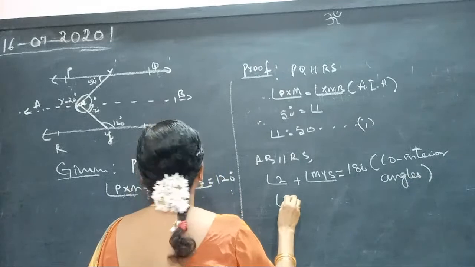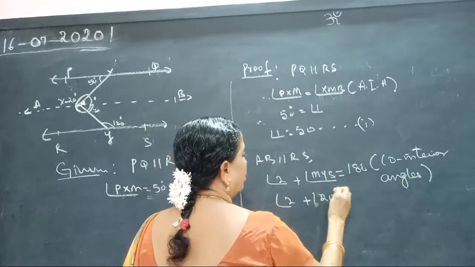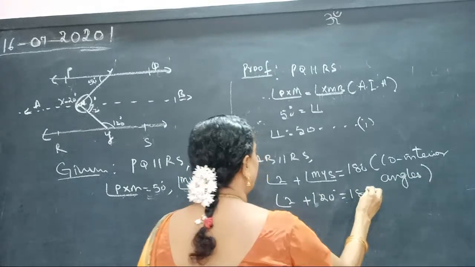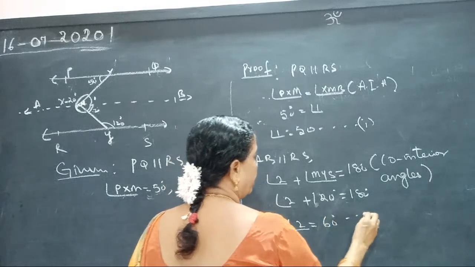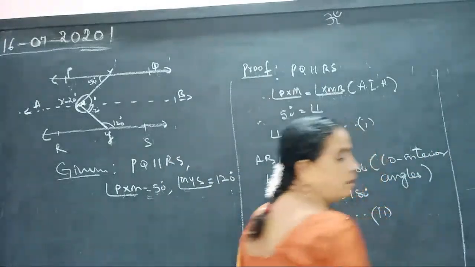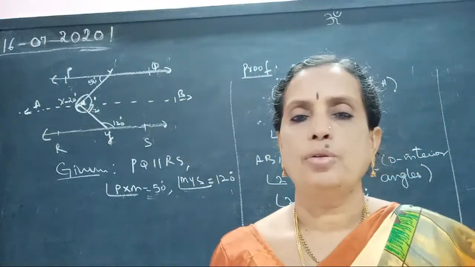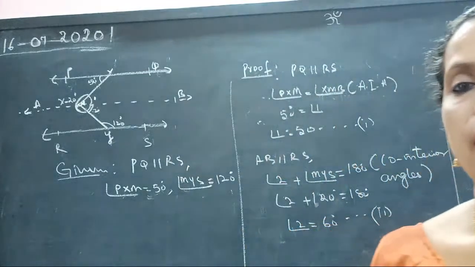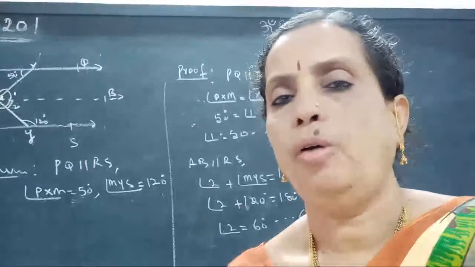Angle 2 plus 120 degrees equals 180 degrees. Therefore, angle 2 equals 60 degrees. And we know that the sum of the angles around a point is 360 degrees. So we can find the value of x in the next step. How to proceed?